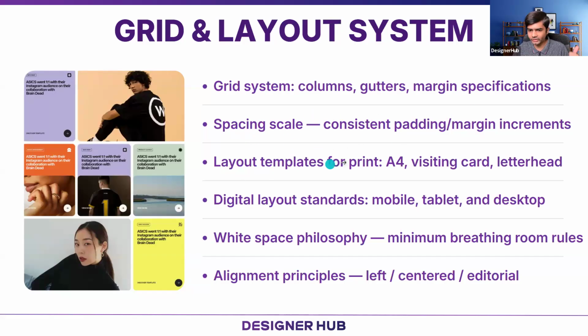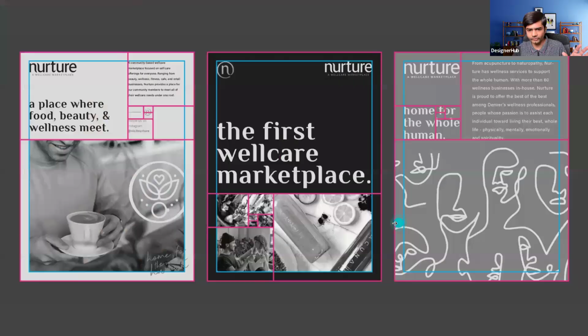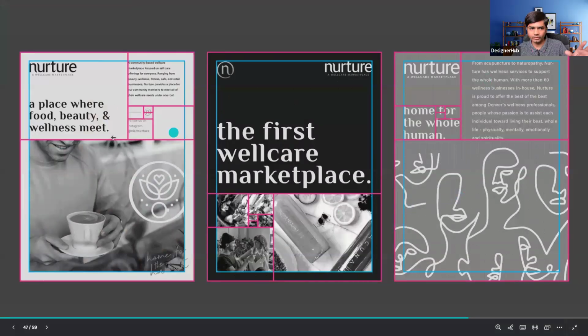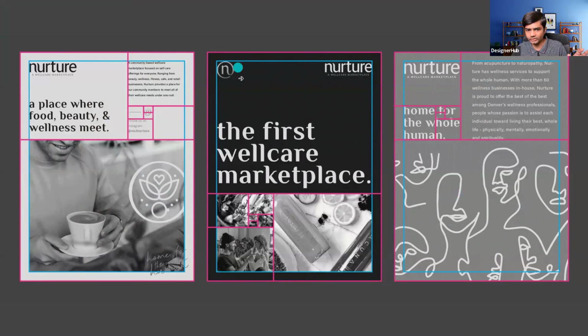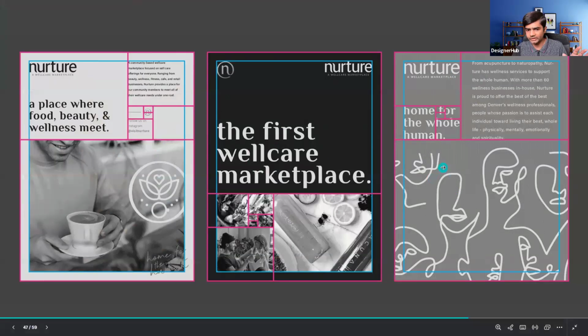Then you have the layouts and templates for print. If you're printing anything, what should be the position of your logo? What should be the position in your digital layouts? What should be the white spacing around the logo and the alignments that you should follow? So we provided something like this. Now, all of these you can see as per the golden ratio, the logo is either over here, here, or here. And accordingly, they have placed all the elements.